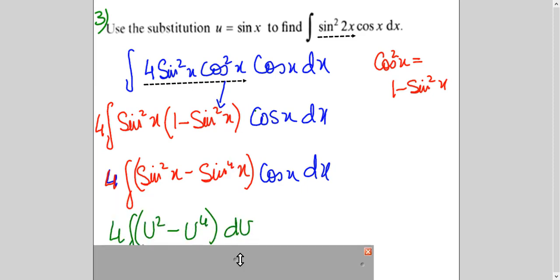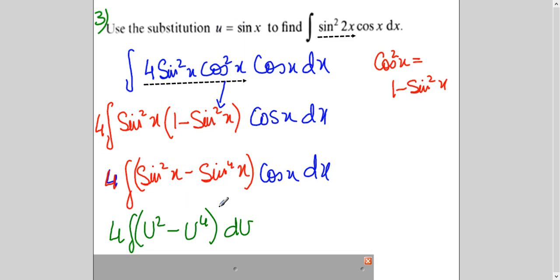Now it is easy for me. I know sine x is u. So this is u square and this is u power 4. And this whole is du. So I've replaced all the x's in terms of u. Now this is very easy to integrate now.